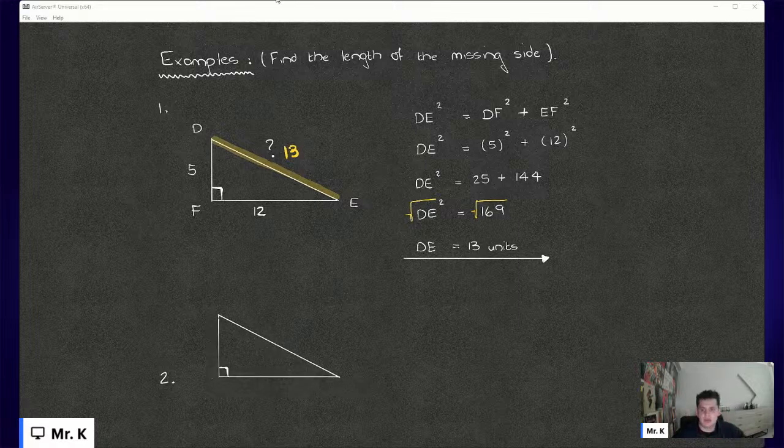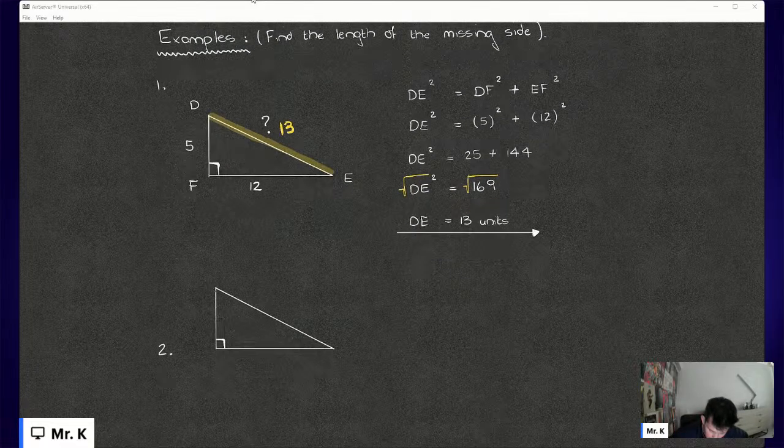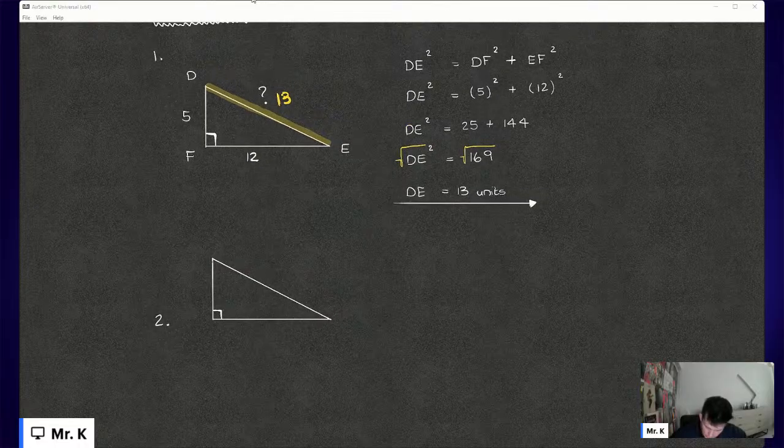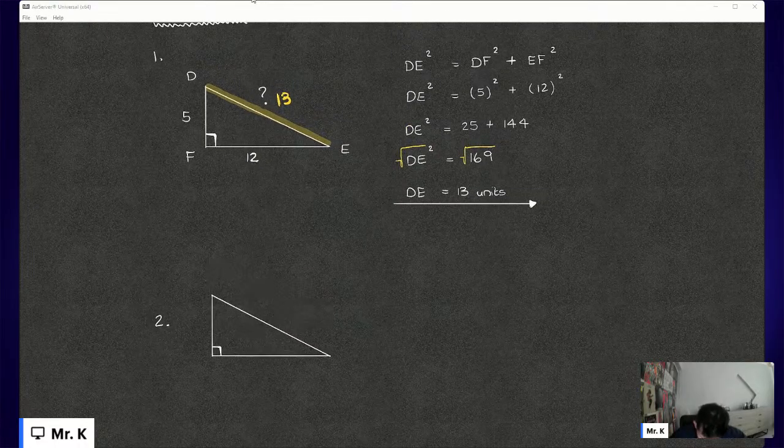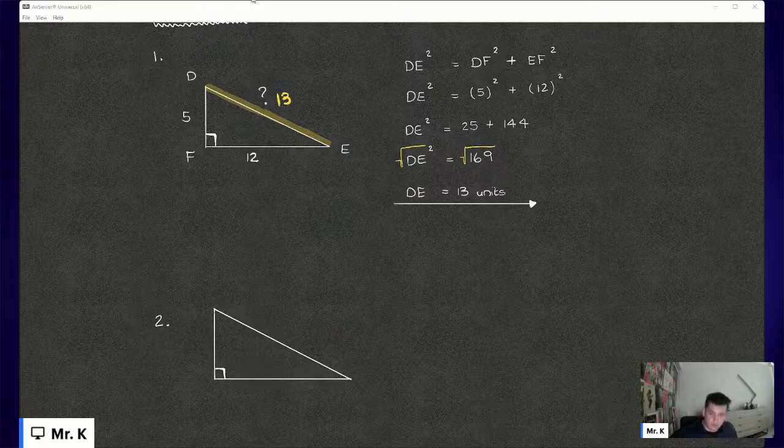Right. Do we have any questions about example number 1, grade 8s? Okay. I haven't seen anything so far. Let's add some information onto our triangle for question number 2. We are told the following.